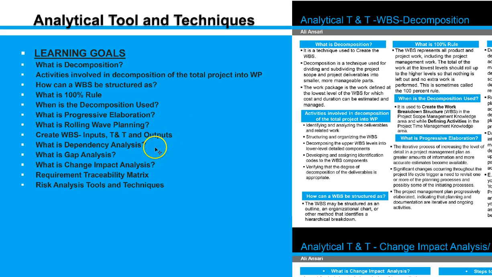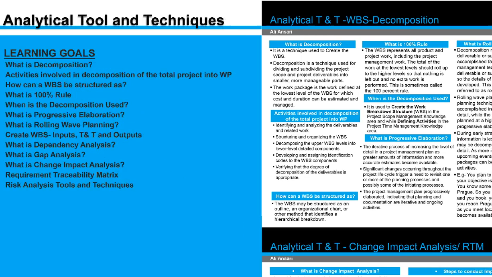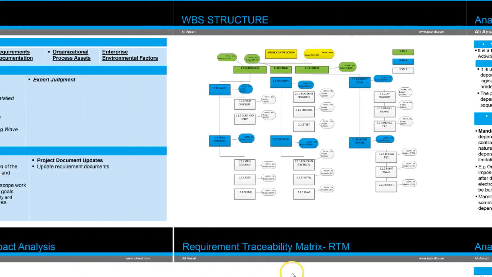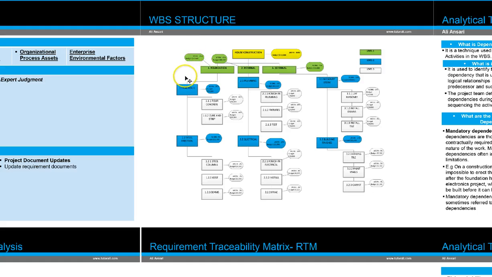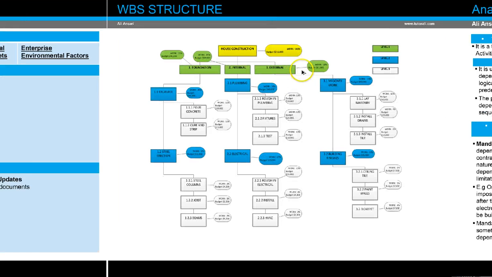What is dependency analysis, gap analysis, change impact analysis, requirement traceability matrix, risk analysis tools and techniques. So there are a lot of analytical techniques, as you can see, that we use during this process. And this is the work breakdown structure that we have, for example, for house construction. We break down into all the different tasks like creating foundation, internal work, external work. The foundation is further broken down into excavation and steel erection. The excavation is further broken down into pouring concrete, curing, and strip.